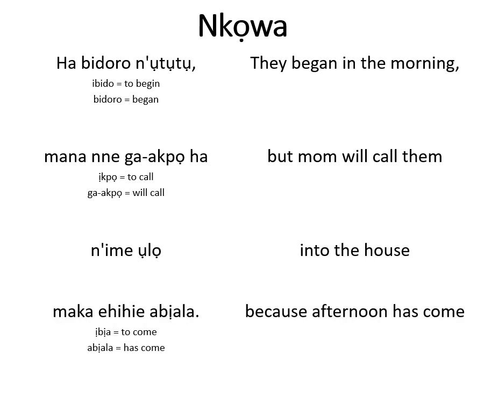Why? Maka ehihie abịala. Because afternoon has come. Maka means because. Ehihie, afternoon. Abịala is has come. Ịbịa is to come. Abịala, has come. So ha bidoro n'ụtụtụ. Mana nne ga-akpọ ha n'ime ụlọ maka ehihie abịala.